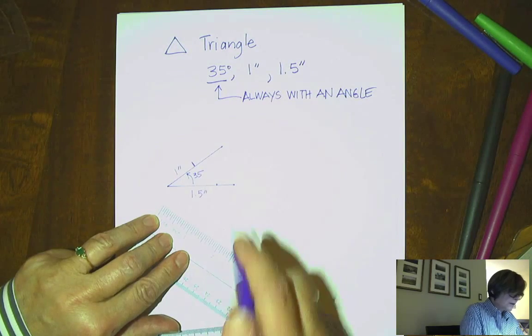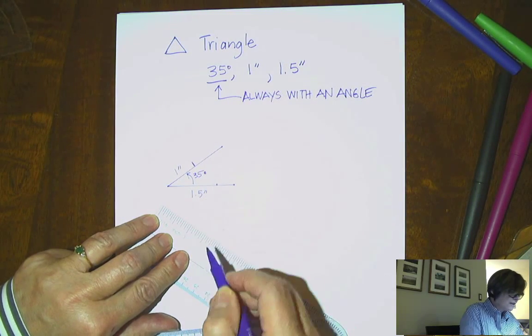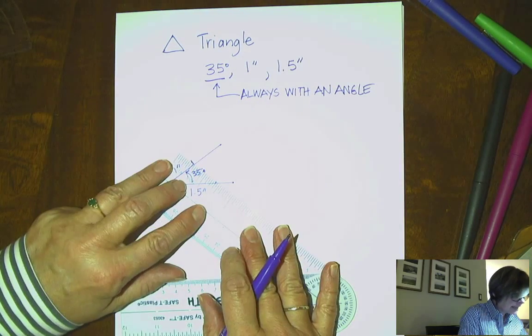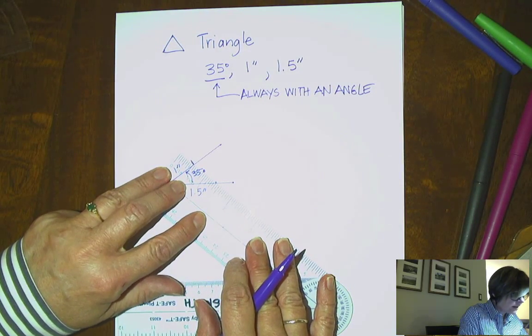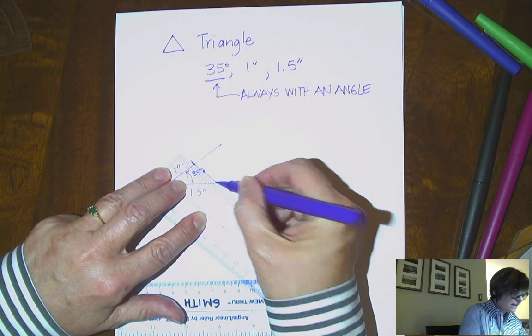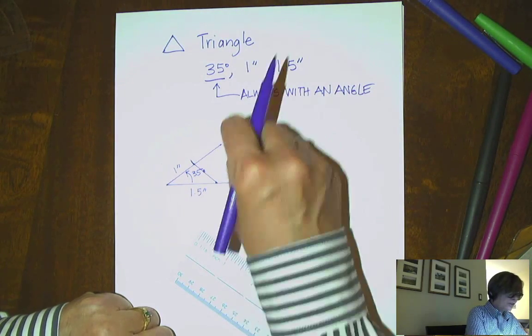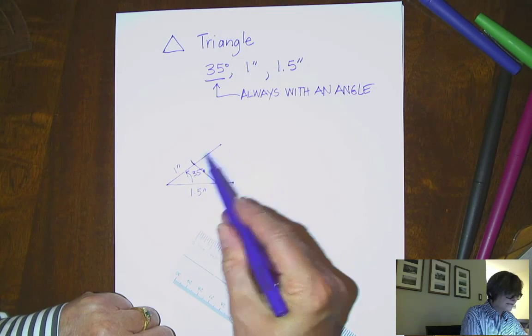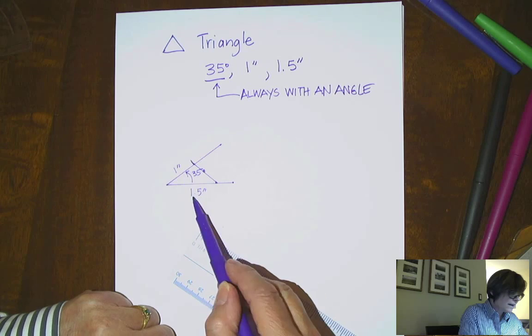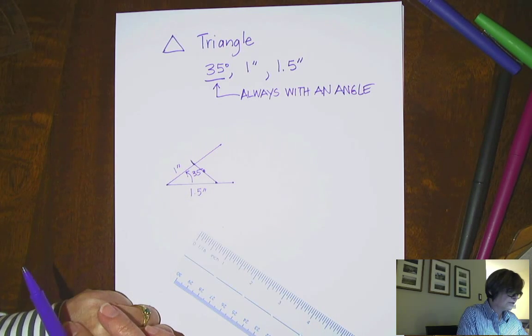Okay, so we have our 35-degree angle, we have a 1 inch side, we have a 1.5 inch side. Then to make this a true triangle, all I have to do now is connect these 2 dots that I've made on these lines. And if I had an eraser, I could come and erase these 2, and here we go. We have a triangle with 1 inch, 1.5 inch, and with our 35-degree angle.